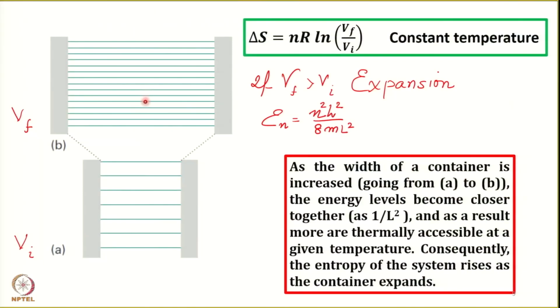And if there are more thermally accessible states, the molecules can distribute over a larger number of thermally accessible states, and therefore there will be more disorder and therefore more entropy. So this is the statistical interpretation, the explanation of why the entropy of a gas increases when it undergoes expansion under isothermal condition from an initial volume to a final volume. Basically what we did was talk about what will be the population of different states isothermally when the gas is allowed to expand.